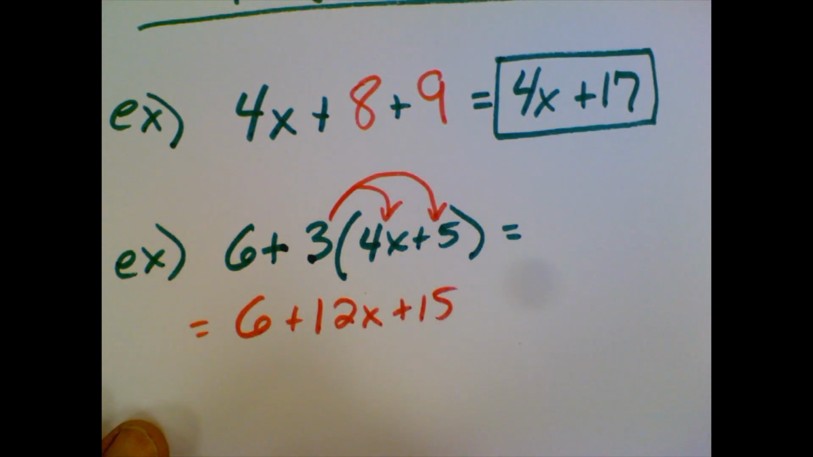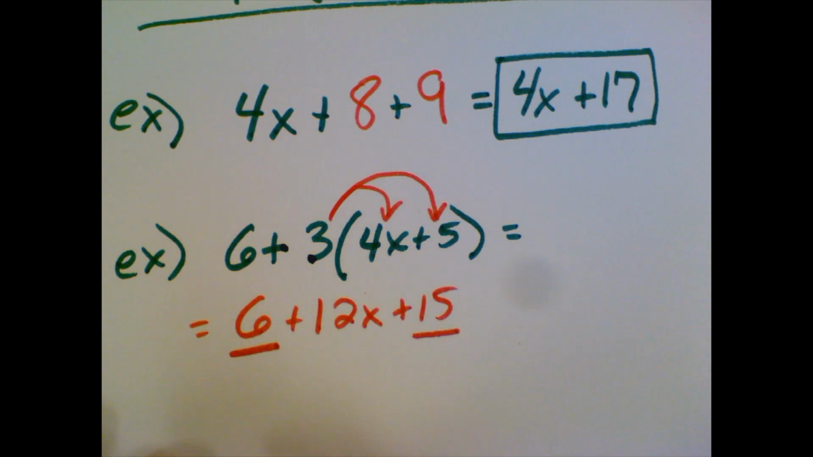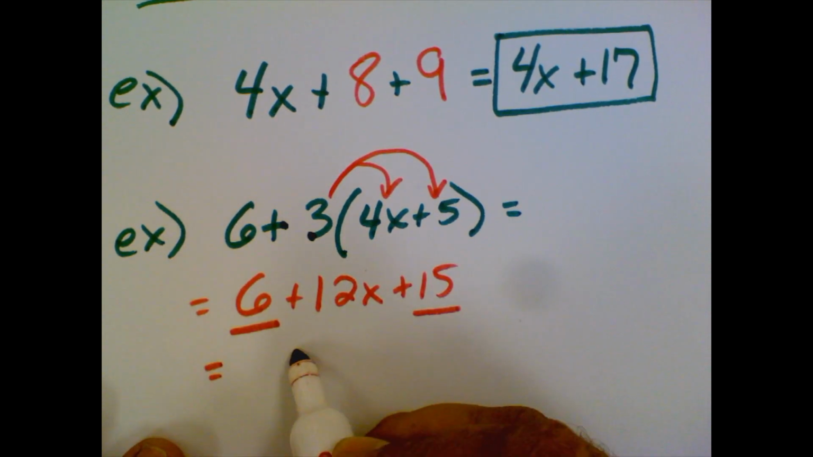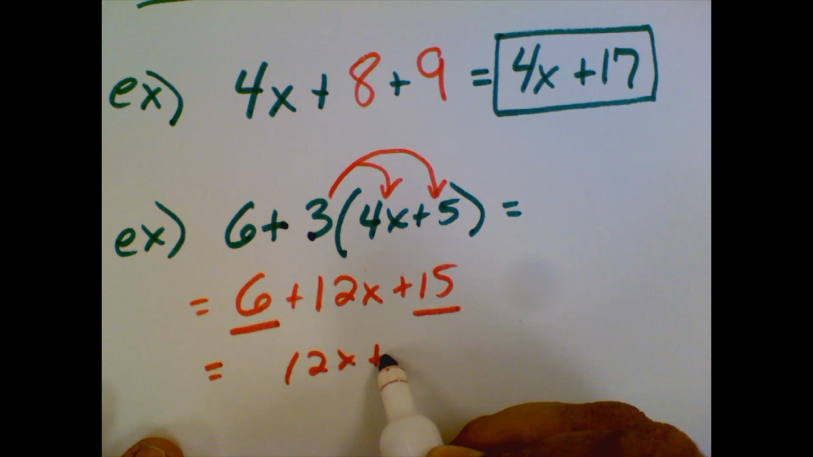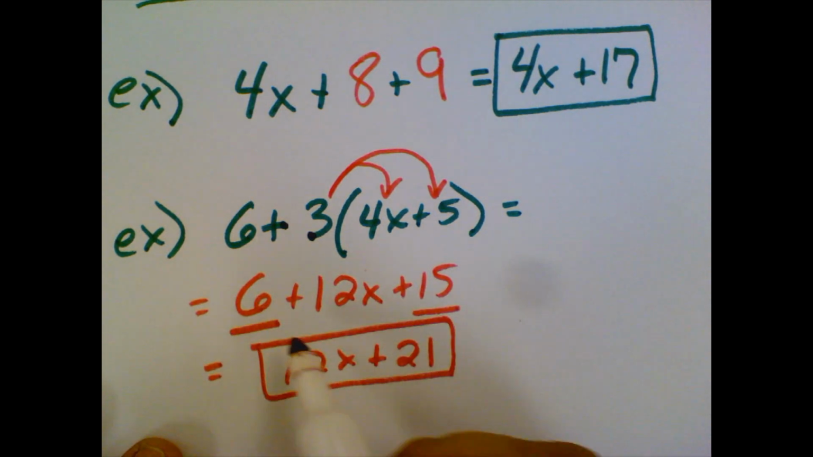Okay, are we done simplifying? Are there any terms that are alike? And the answer is yes. The constants, again, can be combined. So our final answer would be 12x plus 21. And because 12x is not the same kind of term, same variable term as the constant 21, this is as far as we can go with our simplifying. Okay? Alright.